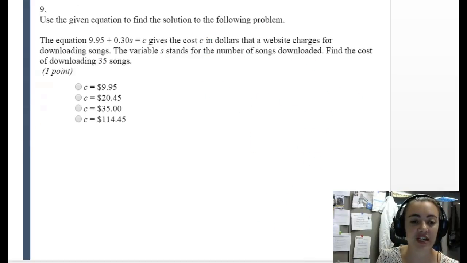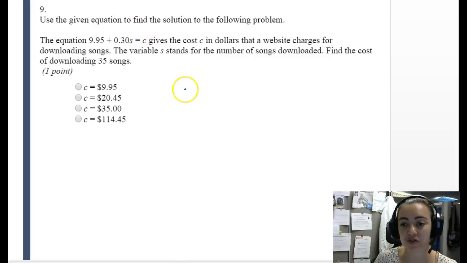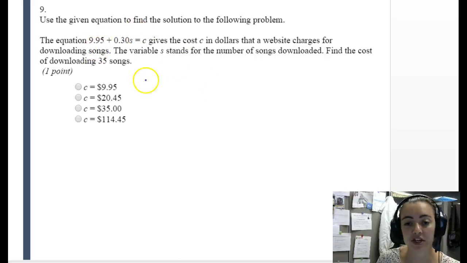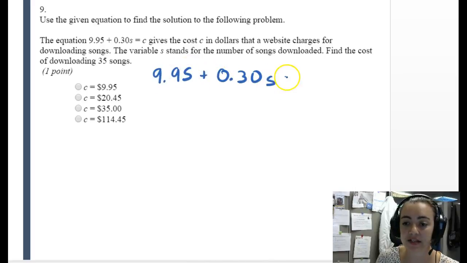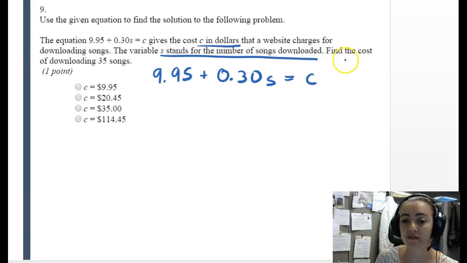Now for question 9, use the given equation to find the solution to the following problem. The equation 9.95 plus 0.30s equals C gives the cost in dollars that a website charges for downloading songs. The variable S stands for the number of songs downloaded. Find the cost of downloading 35 songs.